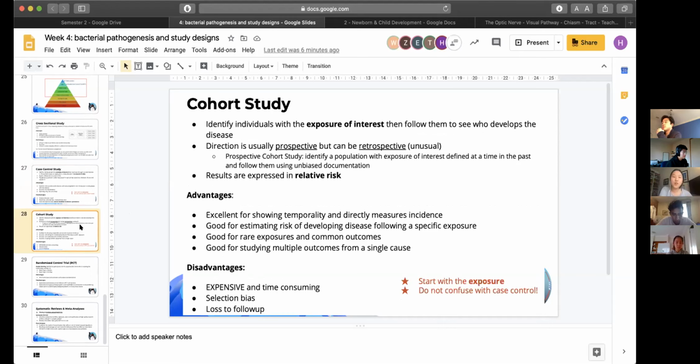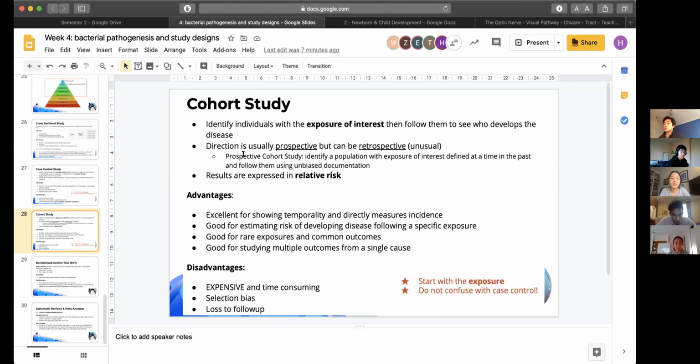So in a cohort study, you are identifying the individual with the exposure of interest, and then you are following them to see who will actually develop the disease. So the direction is usually prospective, so like moving forward, you start at a point and then you follow them through time. But it also can be a retrospective cohort study.